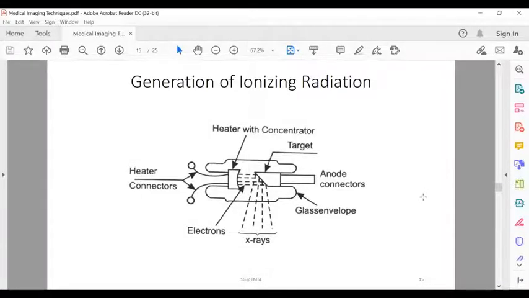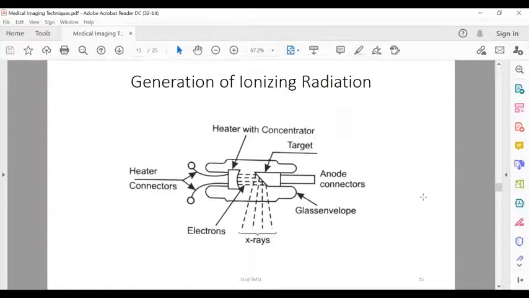What is X-ray? X-rays are electromagnetic waves which have a much shorter wavelength than radio waves or visible light, and the wavelength can vary from 10 to the power minus 6 to 10 to the power minus 10 centimeter. That is a frequency range of between 10 to the power 10 and 10 to the power 14 megahertz.